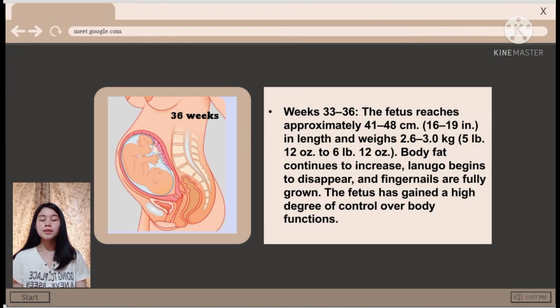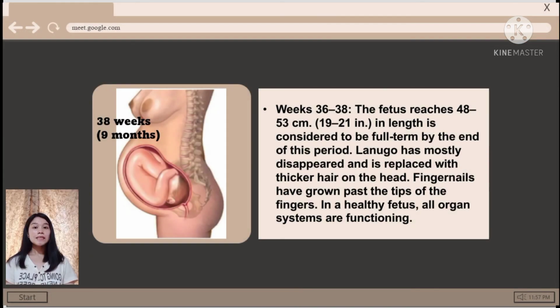Weeks 33 to 36, the fetus reaches approximately 41 to 48 cm and weighs 2.6 to 3 kg. Body fat continues to increase, lanugo begins to disappear, and fingernails are fully grown. The fetus has gained a high degree of control over the body functions. Weeks 36 to 38, the fetus reaches 48 to 53 cm and is considered to be full term by the end of this period. Lanugo has mostly disappeared and is replaced with thicker hair on the head. Fingernails have grown past the tips of the fingers. In a healthy fetus, all organ systems are functioning.